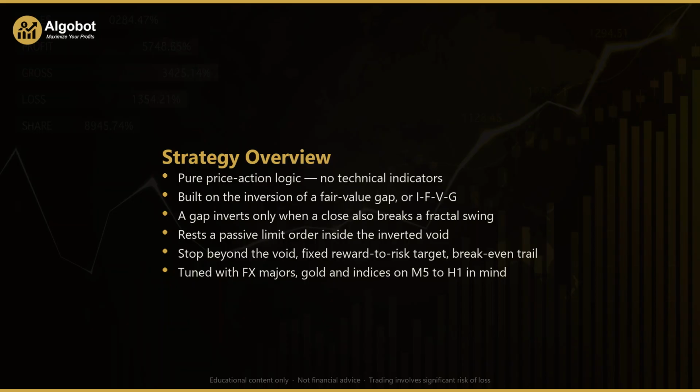Once a gap inverts, the strategy does not chase price with a market order. Instead, it parks a passive limit order at a tunable depth inside the inverted void and lets price come back to it. Risk is defined structurally, just beyond the far edge of the void. The target is a fixed multiple of that risk, and once a position runs far enough in its favor, the stop is pulled to break even.